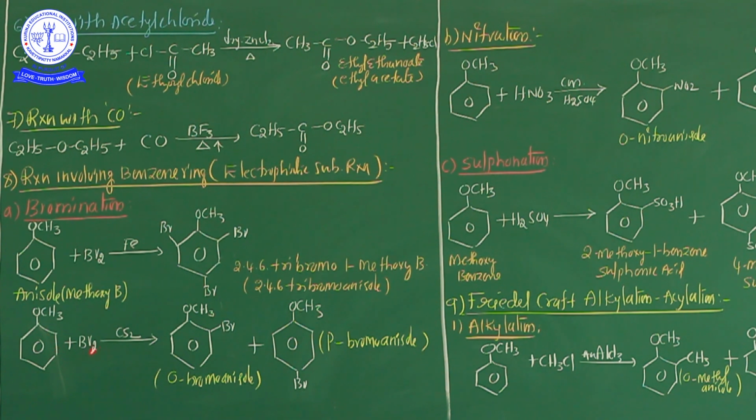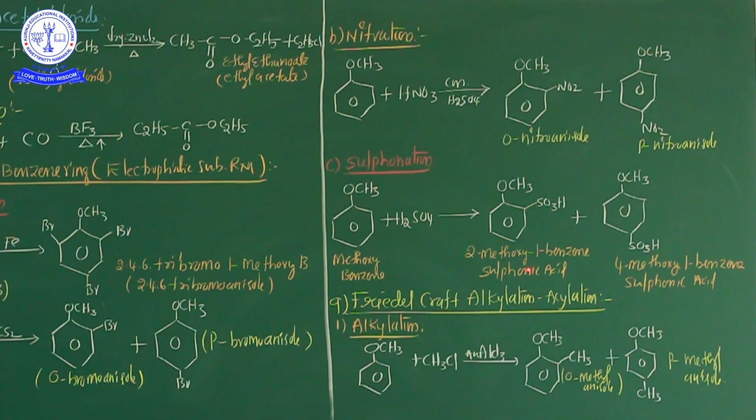But anisole treated with bromine in the presence of carbon disulfide is more important. When treated with bromine dissolved in carbon disulfide, anisole gives ortho and para bromoanisole. Two different products: ortho-bromoanisole as well as para-bromoanisole are formed. If bromine is treated with anisole in the presence of carbon disulfide, these are the products. This is the bromination process.